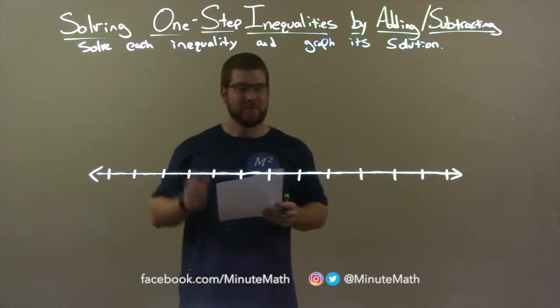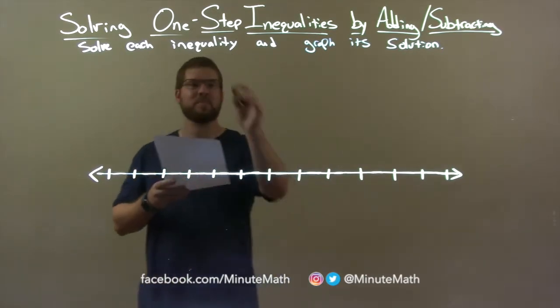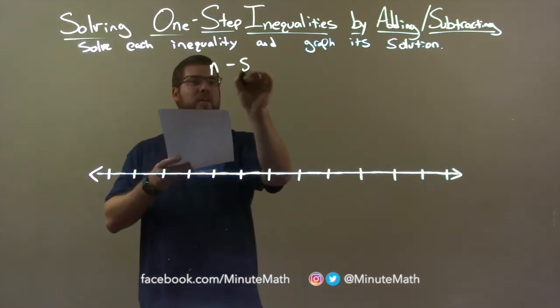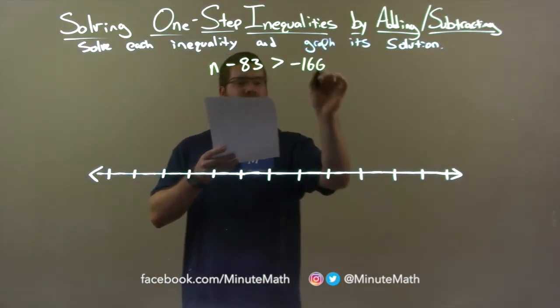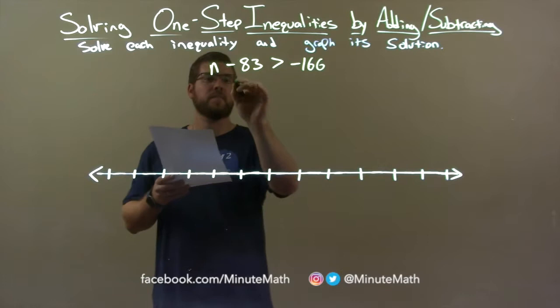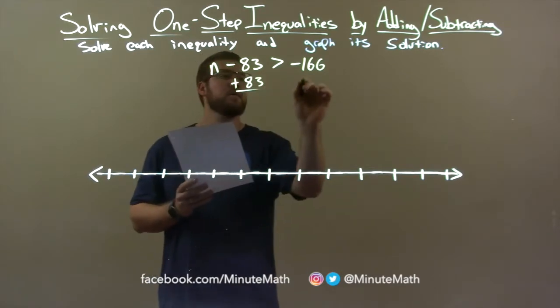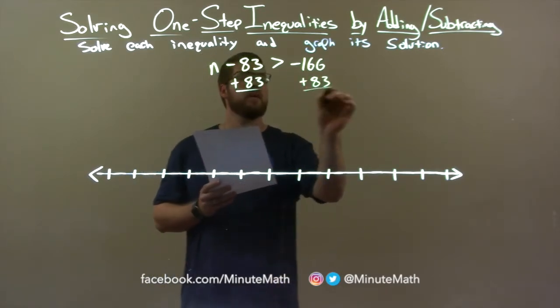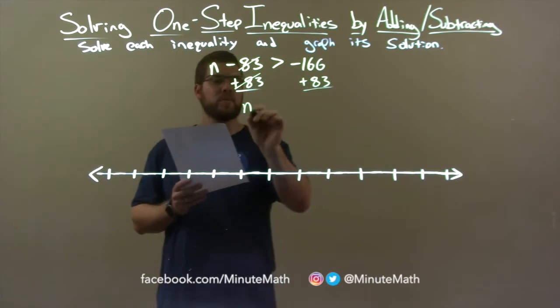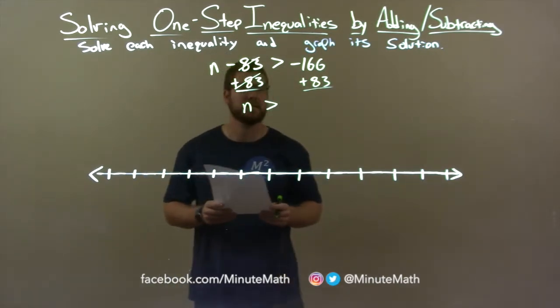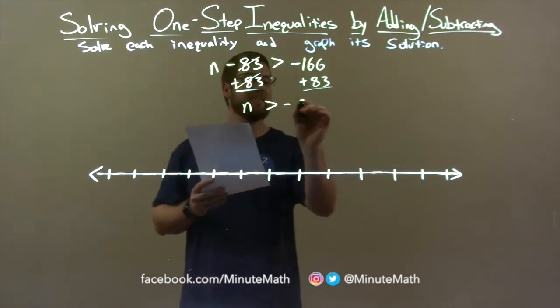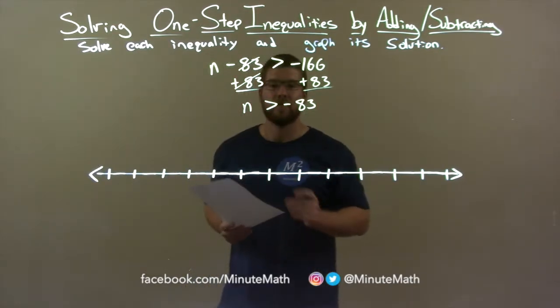Now, if I was given this inequality, n minus 83 is greater than negative 166. First step, I add 83 to both sides. This makes sure n is completely by itself, and it's still greater than. Negative 166 plus 83 is negative 83. So now let's graph it.